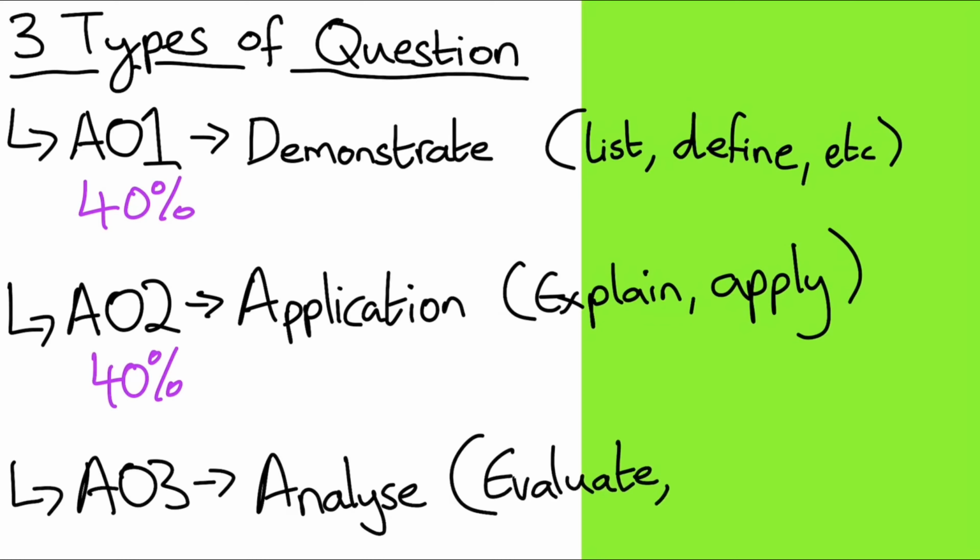And finally, AO3, the questions everyone hates, the extended writing 6-mark questions. They're known as the analyse questions. Sometimes you're given a passage, sometimes you have to analyse what you already know, but normally it's a piece of extended writing, they're worth 6 marks, and the questions can start with things like evaluate and judge.